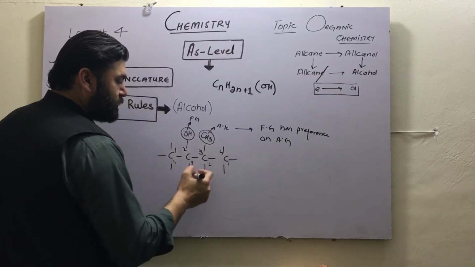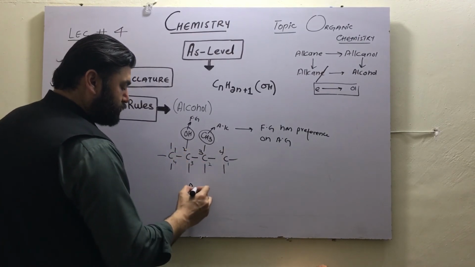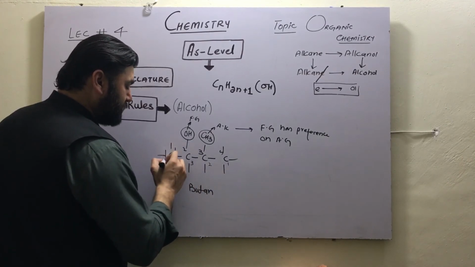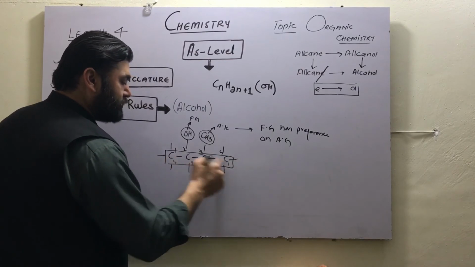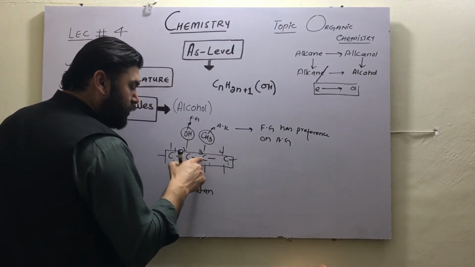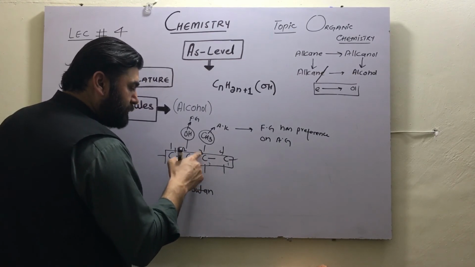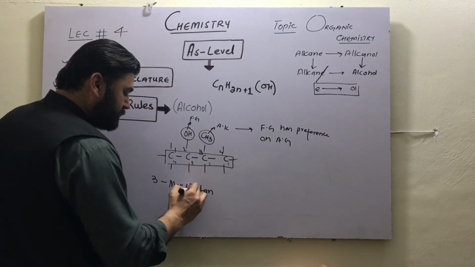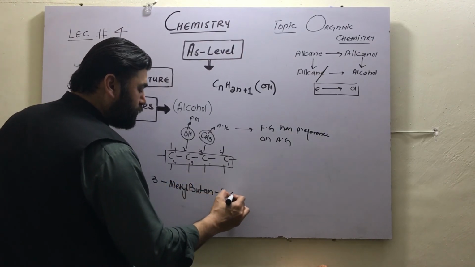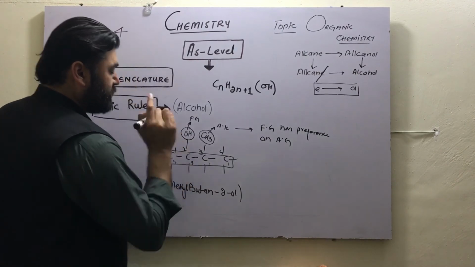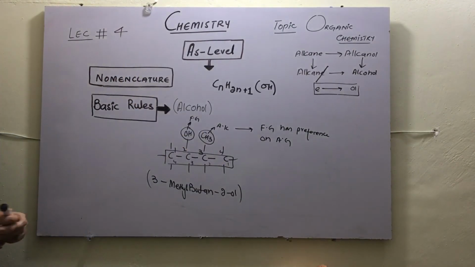3, and 4. So OH gets 2. How many carbons are there? 4. So butane, 1, 2, 3, 4. We will start numbering from this side. Now see, on position number 3, the third carbon, methyl is present. We can say 3-methyl. 3-methylbutan-2-ol is the name, because we mention the position of OH. This is called 3-methylbutan-2-ol. This is the correct one.